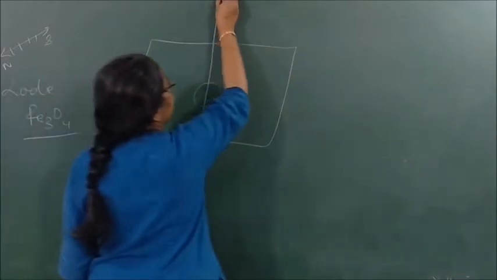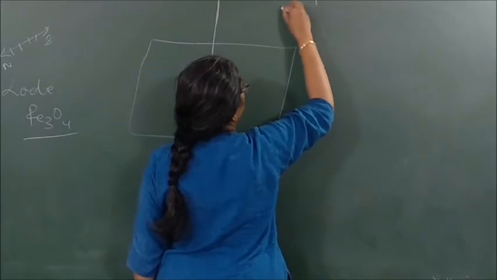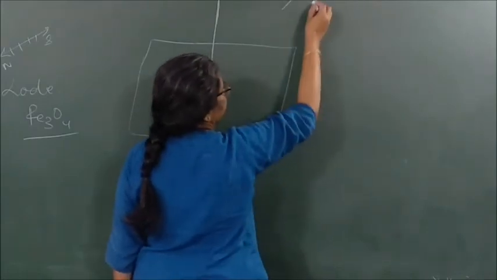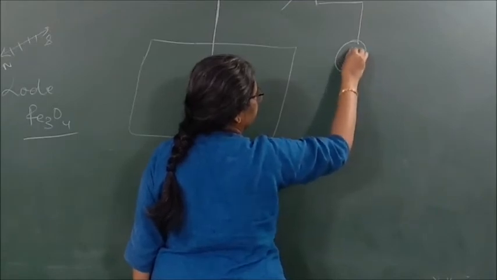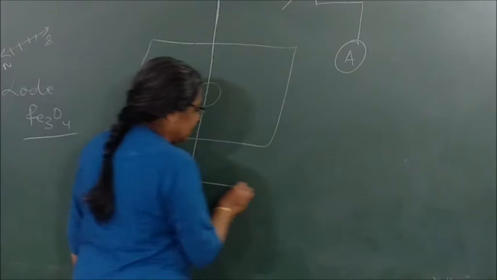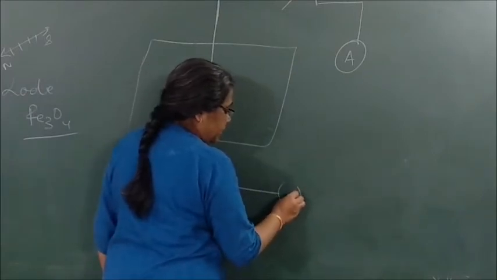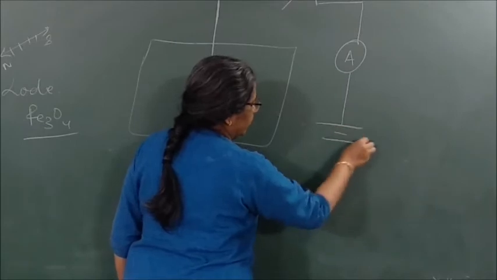Fine? It is then connected to a rheostat. What does rheostat do? It changes resistance. Then it is connected to what? An ammeter, which measures the current. Then it is connected to a plug key and it is connected to what? Cell or a battery.